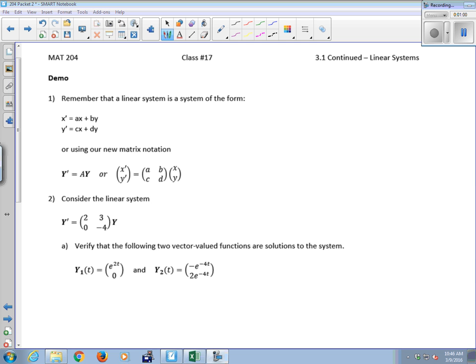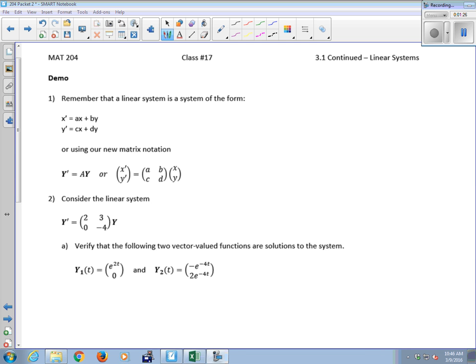Okay, so in addition to new concepts today, we're also going to be spending most of today's class writing things in vector form and matrix form as opposed to two equations. That's what we learned how to do last class. So I'm going to make you do a little bit of translating to develop your fluency so you can use either notation.